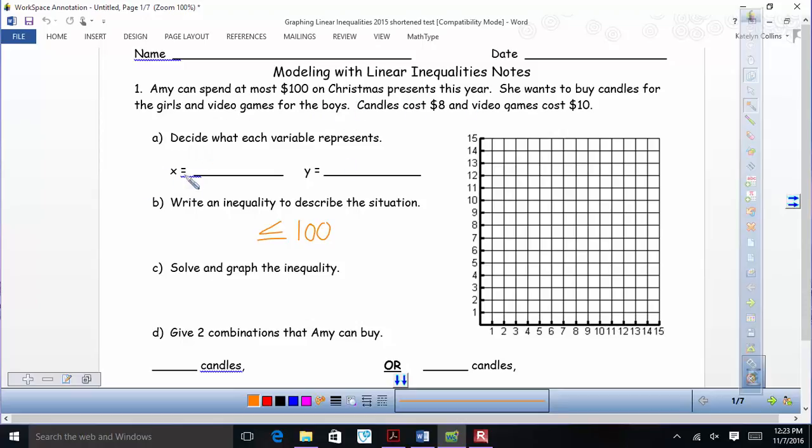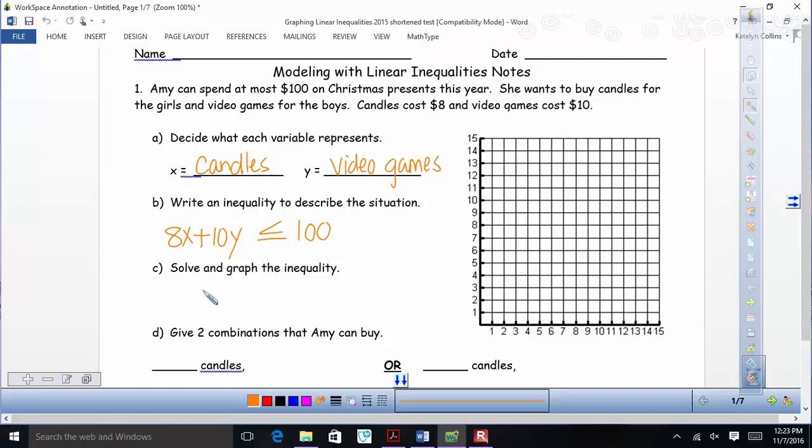Okay, and then it says she wants to buy candles for the girls and video games for the boys. Which one do you want x to be, candles or video games? Candles? So we'll make y be video games. It tells me that the candles cost $8. So beside x, what would I write? 8x, okay. So for every candle she buys, it's going to be $8, plus for every video game she buys, how much is it going to be? $10. So this would be 10y.